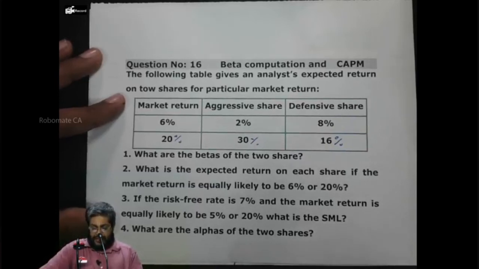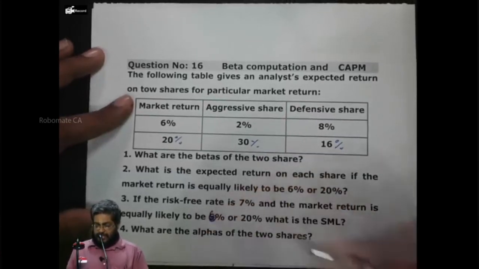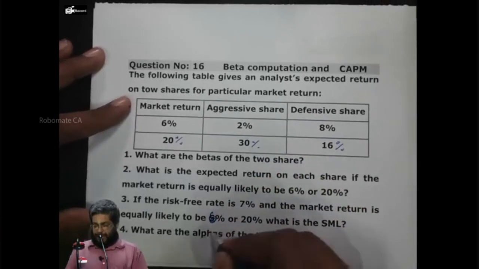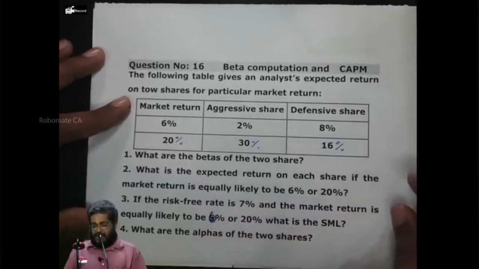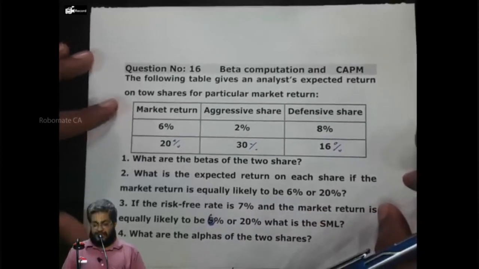If the risk-free rate is 7% and the market return is equally likely to be 6% or 20% (sorry, it is wrongly typed), what is the SML? What are the alphas of the two shares? This is the question here.